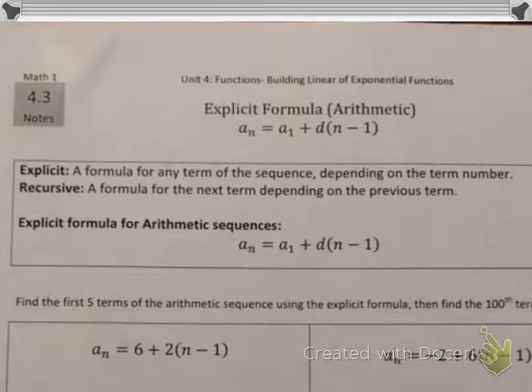The first thing we need to decide though is the difference between explicit and recursive, because we're going to ask you throughout this chapter to find the explicit formula and to find the recursive formula. So this definition here at the top is important to keep in mind.